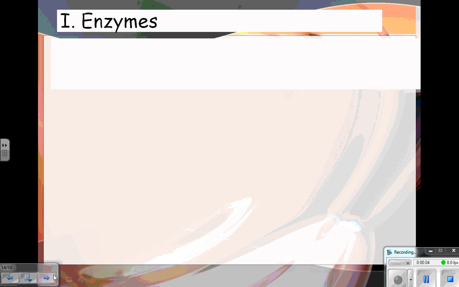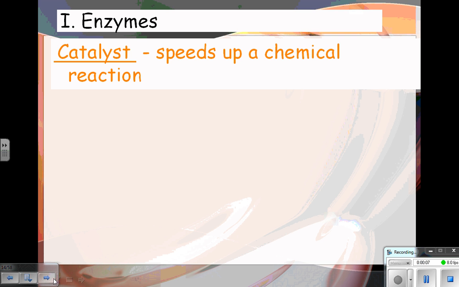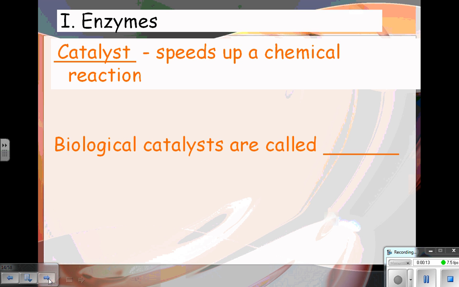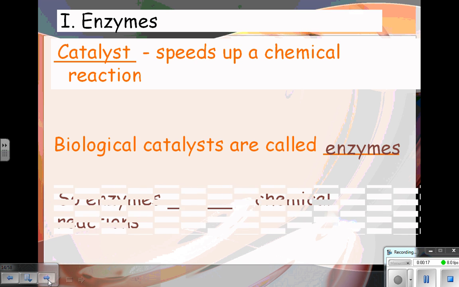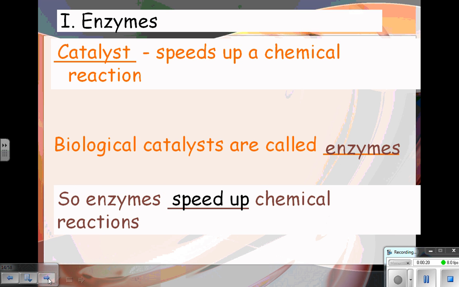Enzymes. A catalyst speeds up a chemical reaction. It might be biological and it might not. But biological catalysts are called enzymes. So you have a million different enzymes in your body. So enzymes speed up chemical reactions.